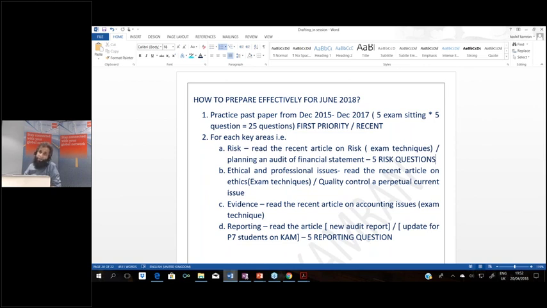You simply need to find the right direction, the right path, and the right direction and right path is the last 5 exam sittings. So please ensure that you find your mistakes, your weaknesses, your issues, because until you overcome them, passing is very difficult. And passing can be much easier if you find your problems, issues, and weaknesses.